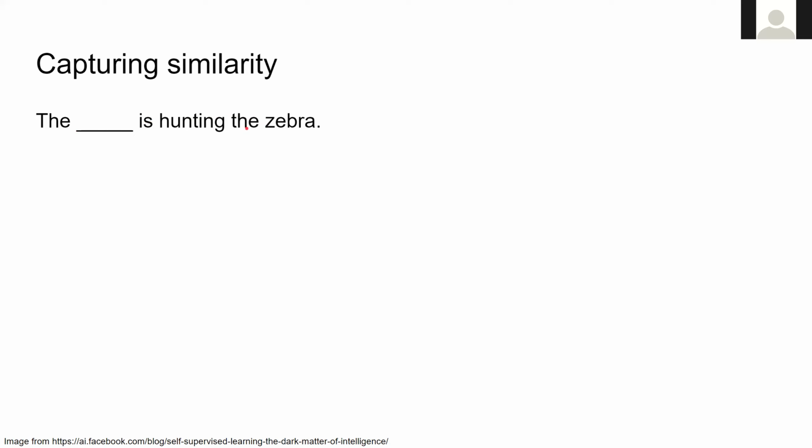And so we can train the model with this notion: words that fill blanks in similar contexts must be similar. So if the answer here is cheetah, the cheetah is hunting the zebra. And then we have another sentence, the lion has just caught a zebra. That is a very similar sentence, and it involves a lion. So the model can learn that lion and cheetah must be similar because they appear in similar contexts.